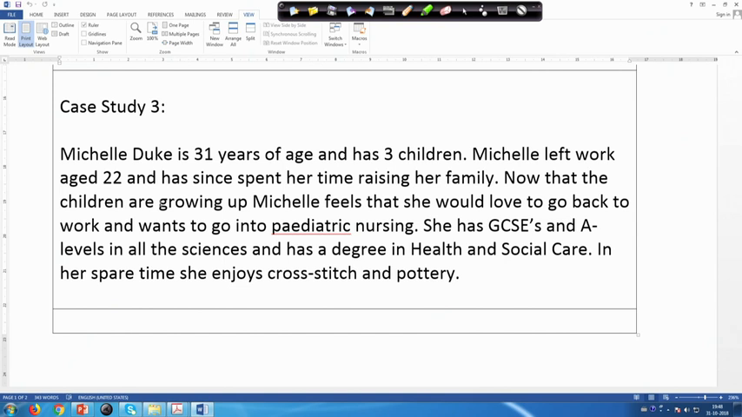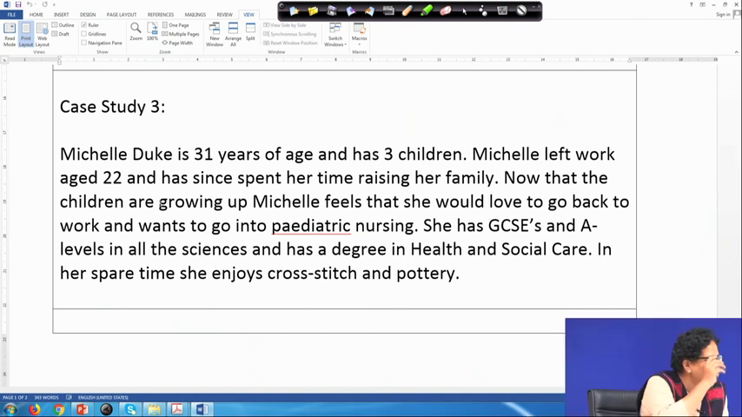Michelle Duke is 31 years of age and has 3 children. Good. Michelle left work aged 22 and has since spent her time raising her family. Now that the children are growing up, Michelle feels that she would love to go back to work and wants to go into pediatric nursing. She has GCSEs and A levels in all the sciences and has a degree in health and social care. In her spare time, she enjoys cross stitch and pottery. So, let us examine now the submission of Miss Purva Chaudhary.